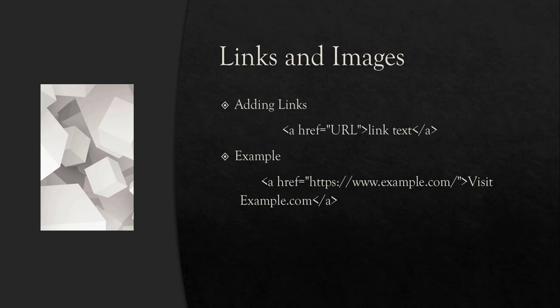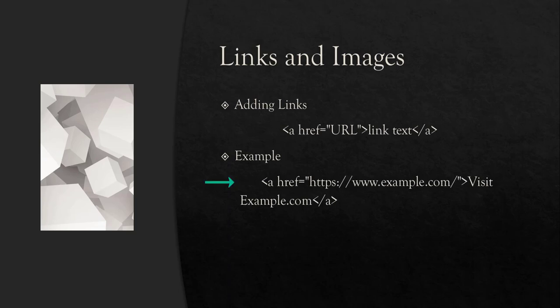The A tag, or anchor tag, is used in HTML to create hyperlinks, or clickable links, to other pages or resources on the web. The basic syntax of an anchor tag looks like this. The href attribute specifies the URL or web address of the page or resource that the link points to, and the link text is the text that appears on the web page as the clickable link.